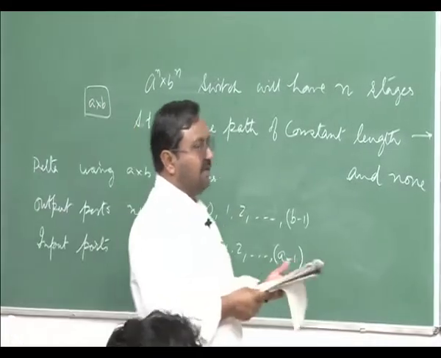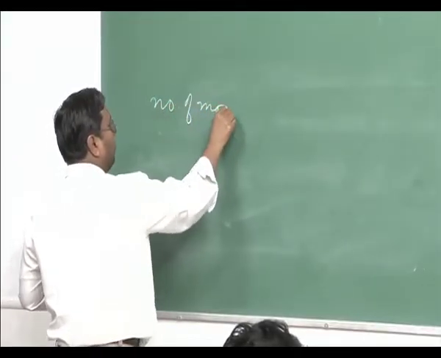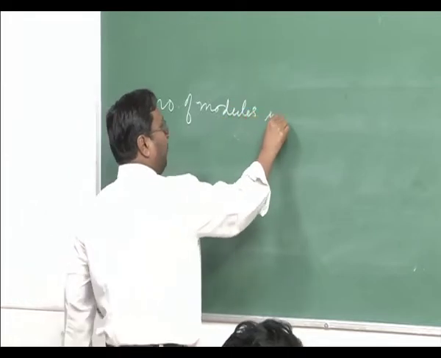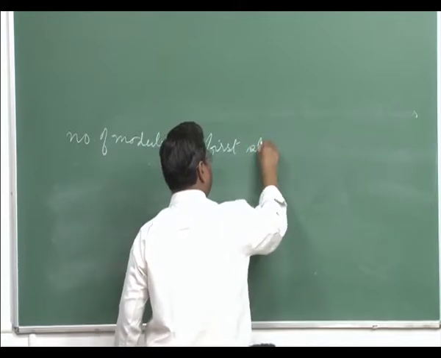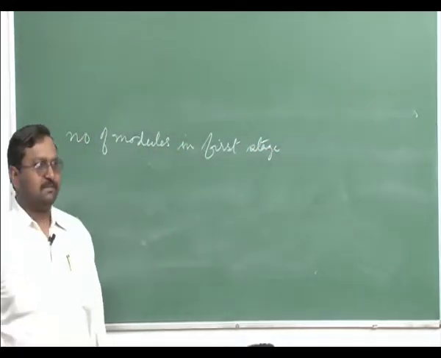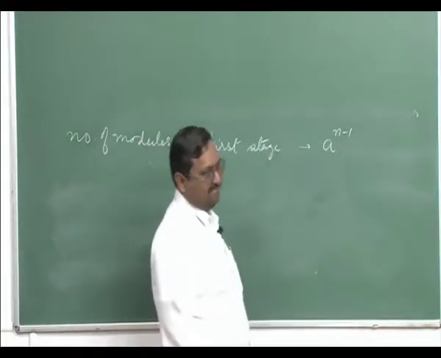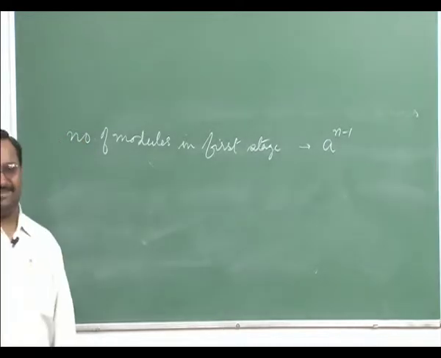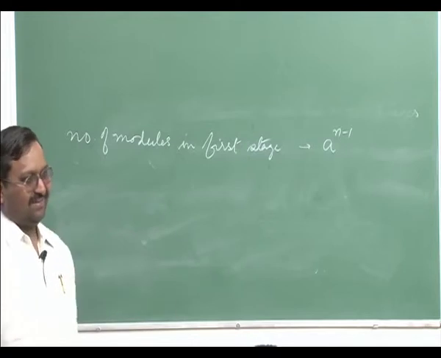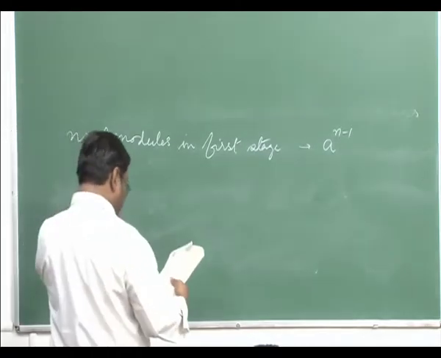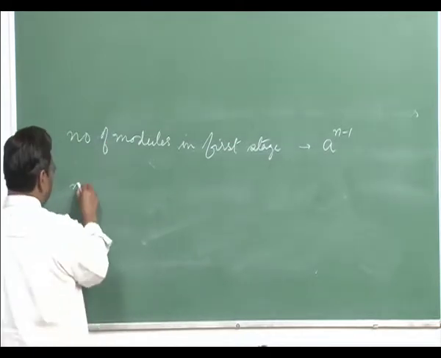So, how many modules will be there in the first stage? Yes, perfect, because A inputs are there to each switch, and the total number of inputs is A raised power n, so A raised power n divided by A gives A raised power n minus 1. And what is the number of outputs which are coming from the first stage?